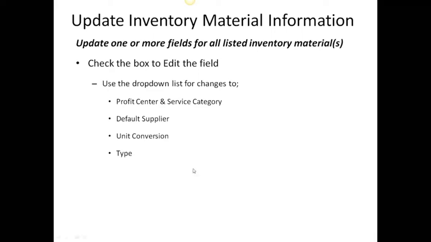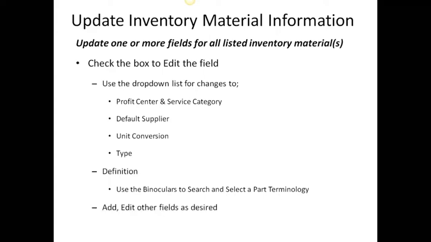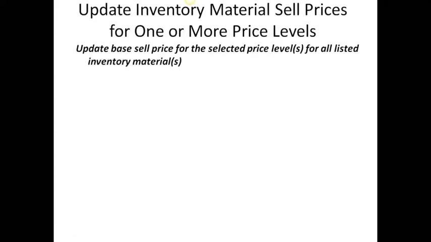All right, so to update the inventory information, bring the items up on the batch update, check the box, and edit the field. Use the drop-down list if you're changing profit centers or service categories, suppliers, unit conversion, or type, meaning inventory or consignment. Set a definition. You'll use the binoculars to launch the part terminology. Understand, whatever you select for the part terminology is going to affect all those items. Add or edit any other fields as you desire. It's entirely up to you.